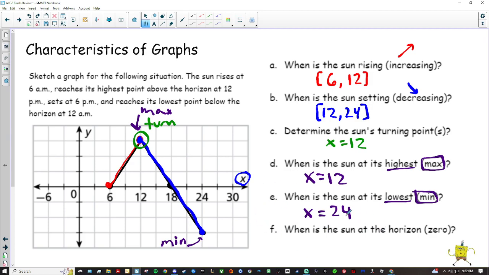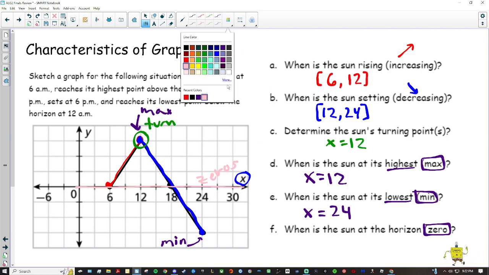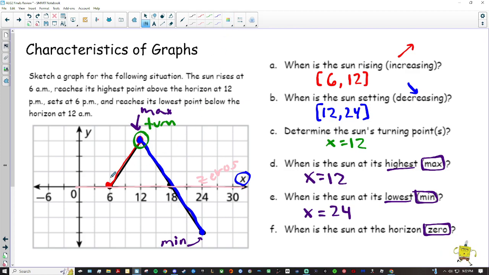Last but not least, it asks us, when is the sun at the horizon, or the 0? Our sun's height is 0 whenever it is on the x-axis. Anytime it is on the x-axis, these are called our zeros. This sun is on a 0 twice. Once at 6 and once at 18. These are our zeros. At x equals 6 and at x equals 18.